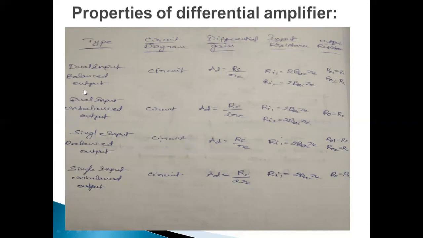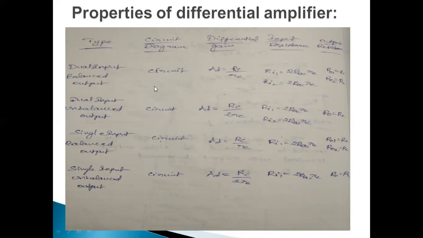So in dual input balanced output, we are applying two inputs and the output is taken between two collectors. And in dual input unbalanced output configuration, we are applying two inputs and taking the output at only one collector with respect to ground. And third one is single input balanced output. In this configuration, we are applying a single input and the output is taken between two collectors, because this is the balanced output. And fourth one is single input unbalanced output. In this configuration, we are applying a single input and the output is taken at one collector with respect to ground. So this is the classification, or the comparison, of the four types of configurations.